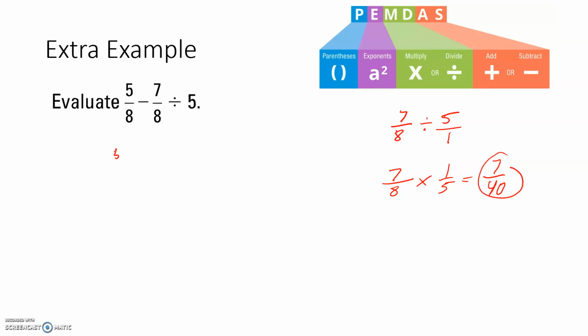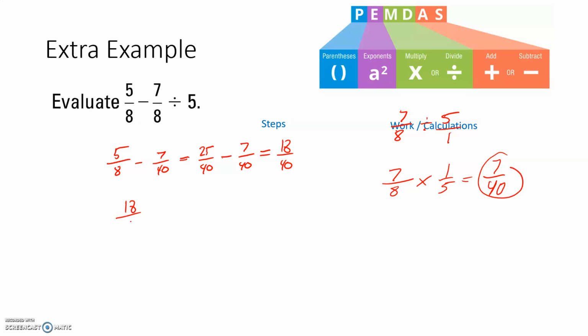So 5/8 minus 7/40. Okay. I need to get my denominator the same. 40 happens to be a common multiple, so I'll need to change the 5/8. 7/40, I don't need to do anything there. 8 times 5 is 40, so 5 times 5 is 25. So 25 minus 7, and that's going to give me 18/40. All right, so I need to go ahead and simplify that.